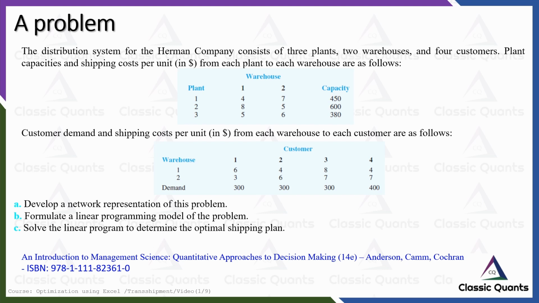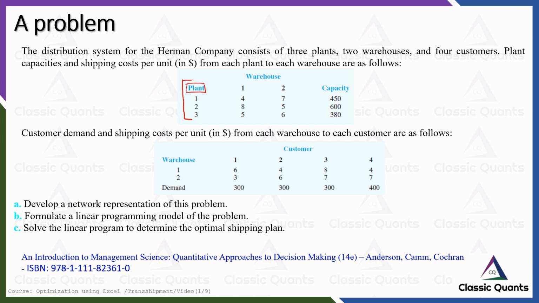So let us now discuss this problem. This is a transshipment problem. How is it different from transportation problem? Note very carefully that unlike the transportation problem where two types of nodes were there, one was your supply nodes and the other one was the demand nodes. Here three types of nodes are possible. One is your supply nodes, like the plants. These plants are your supply node.